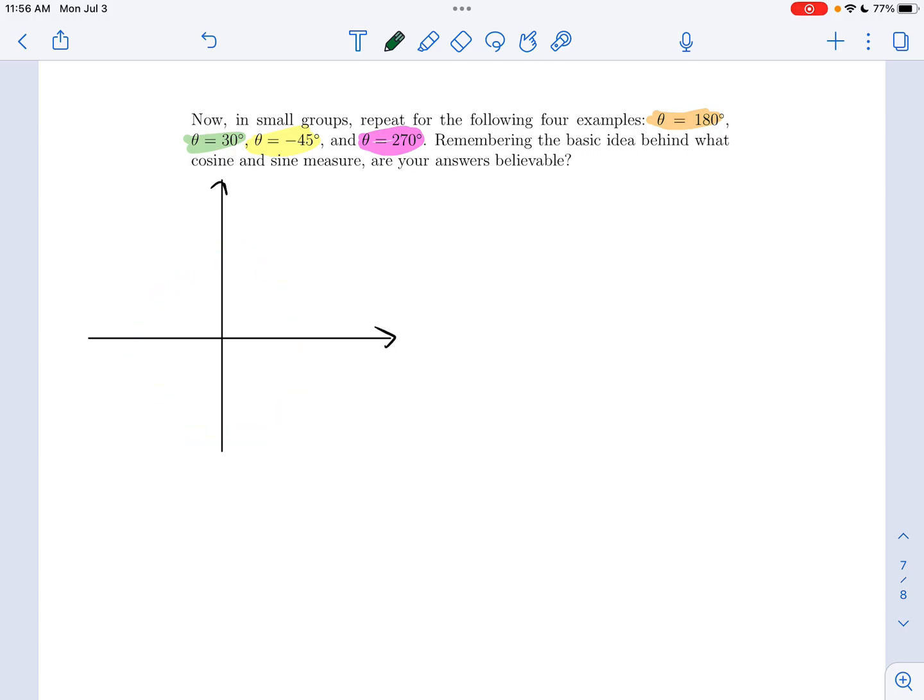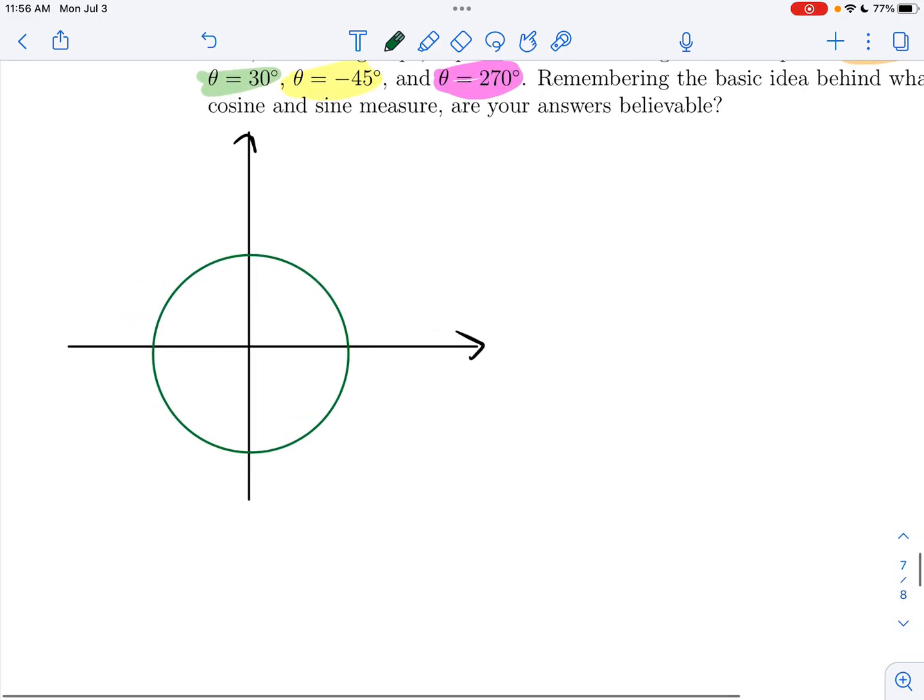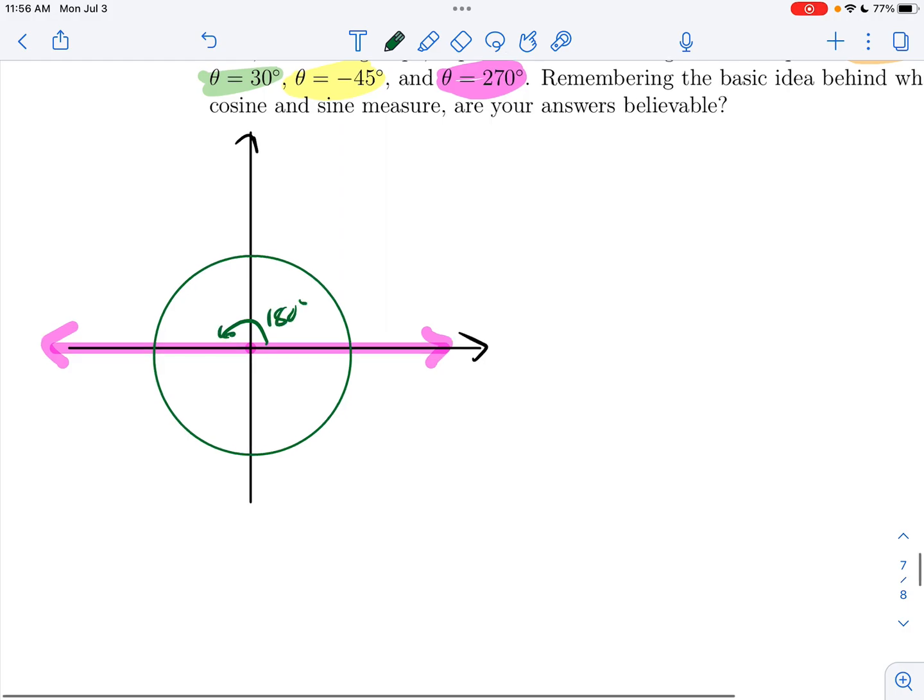We'll draw our unit circle. This is not going so well. All right, good enough. 180 degrees: here's my initial side pointing to the right. With 180 degrees of rotation, my terminal side would be pointing perfectly left. So 180 degrees of forward positive rotation looks like that.